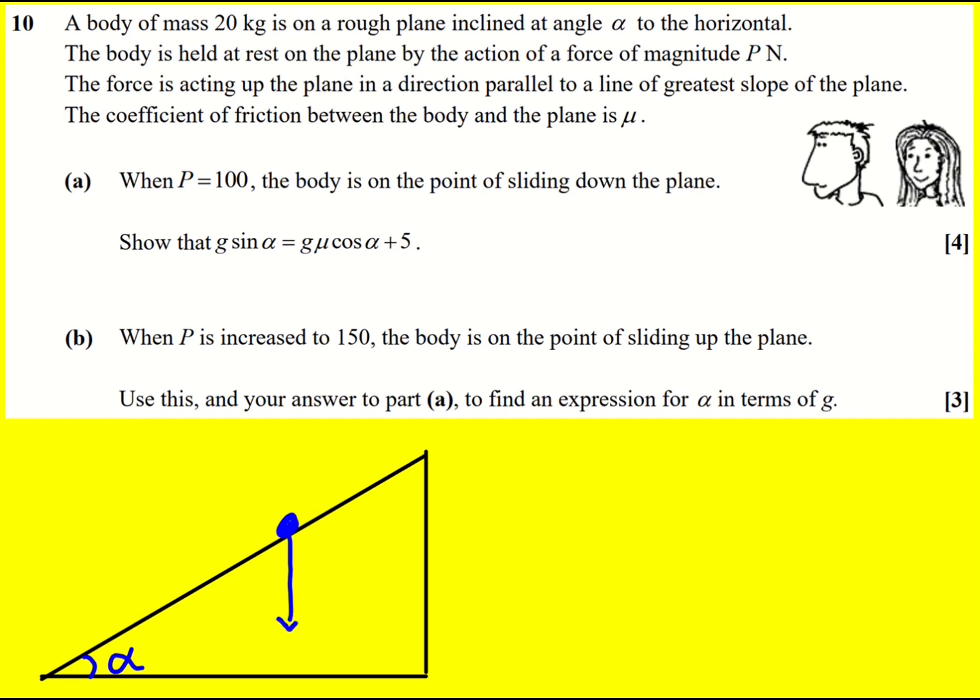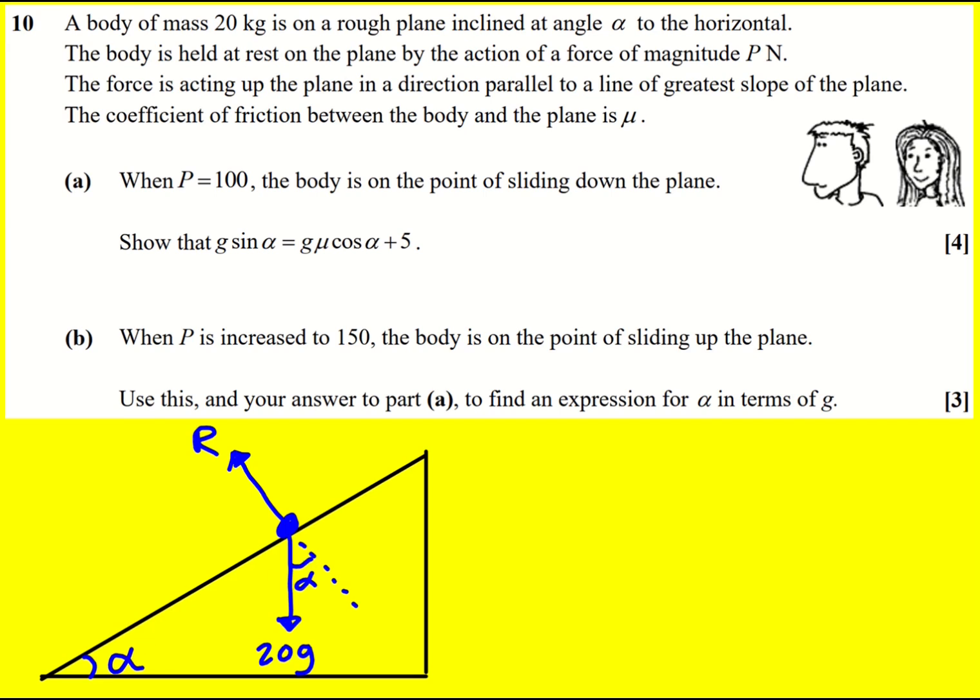So first up, there's going to be a weight acting down, 20g. And with that, inherently comes a normal reaction force that acts perpendicular to the plane. I can put the angle in here. That's also going to be alpha. The reason being is that this angle that I'm now highlighting is going to be 90 minus alpha. And then I could draw a 90-degree angle here, and I can see that this angle is also going to be alpha.